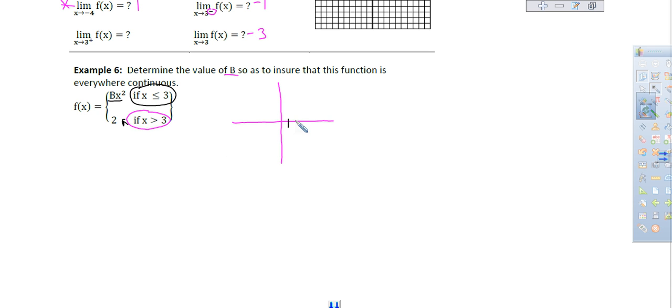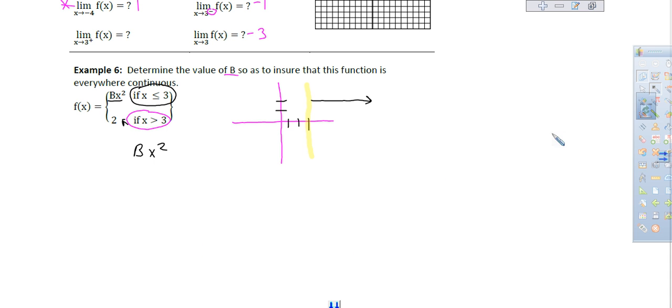So let's go ahead and mark off our graph here. So I want to consider this section right here. This is my dividing line, right? So let's follow the rule when it's greater than 3. When it's greater than 3, it's just equal to a horizontal line of 2. Okay, and it'll just continue on there forever. So what are they asking us? They're asking us to figure out what b is so that it's continuous everywhere.